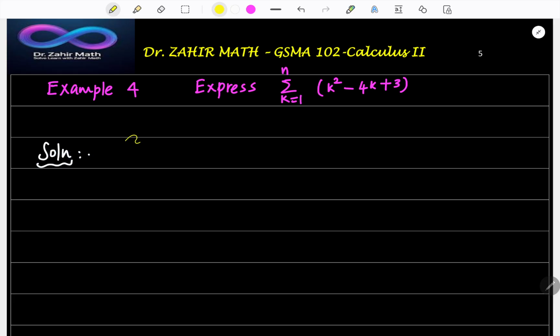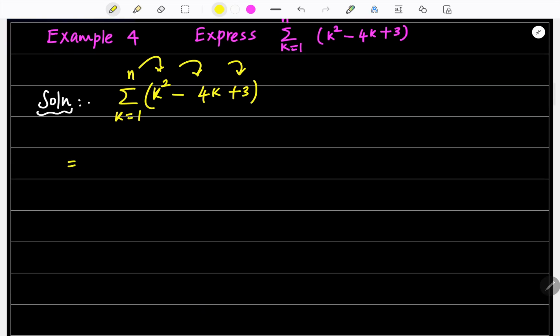Right. So what's the question? Sigma k equals 1 to n of k square minus 4k plus 3. Sigma is running for everything. It is running for this one, this one, this one. So I'm going to split the sigma, or separate it, or take it inside, whatever it is. Sigma k equals 1 to n of k square, minus 4, I will take it out, sigma k equals 1 to n of k, plus 3, I will take it out.